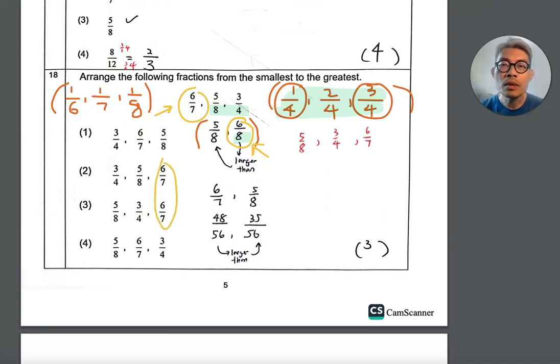And the smallest one should be 5/8. Okay, so this is another way of doing this, so ignore this working. This is faster. Then the answer is 3.